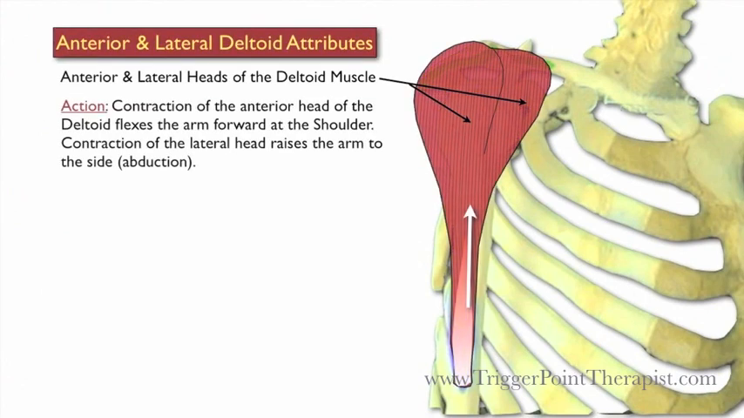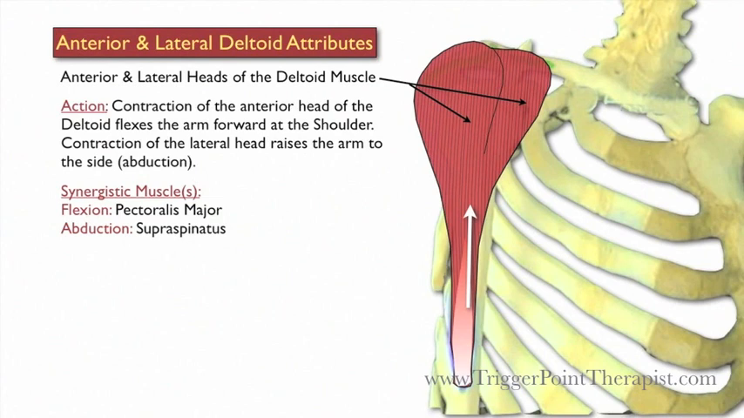Let's look at some of the attributes for the anterior and lateral deltoids. Contraction of the anterior head of the deltoid flexes the arm forward at the shoulder joint, whereas contraction of the lateral head raises the arm to the side, abduction.